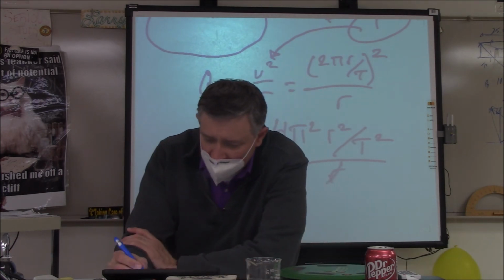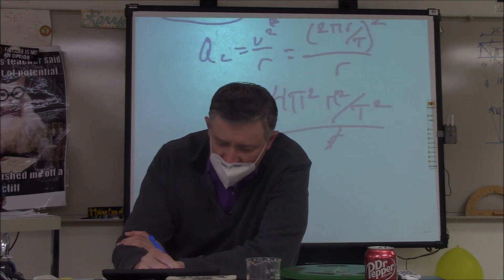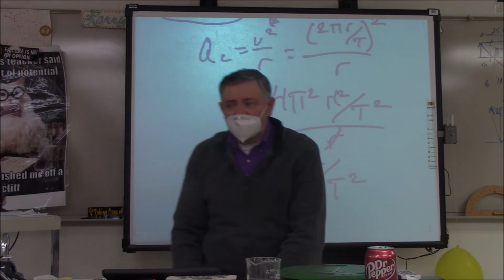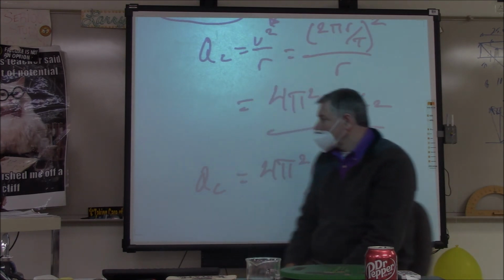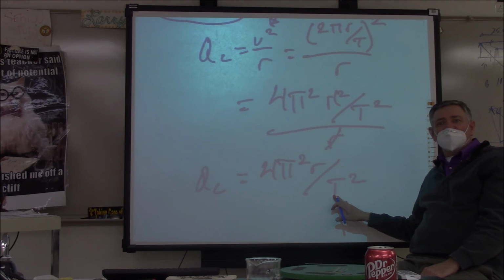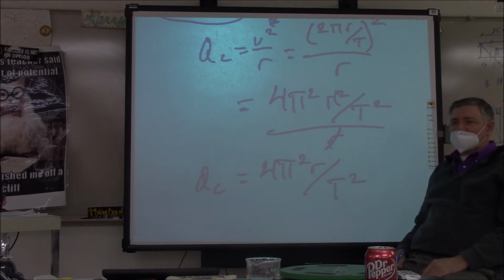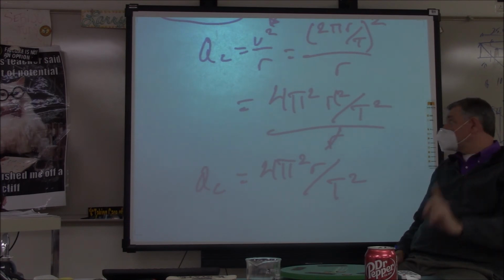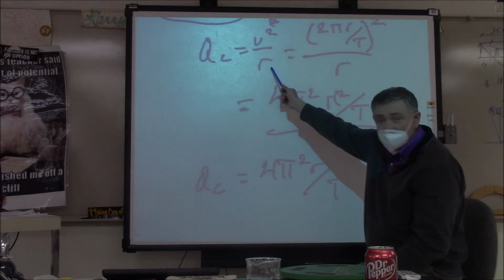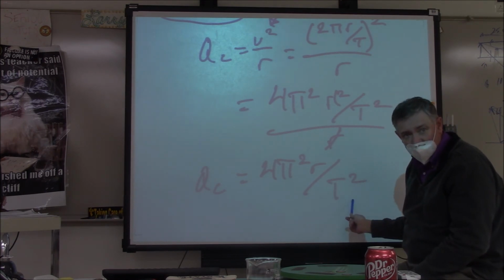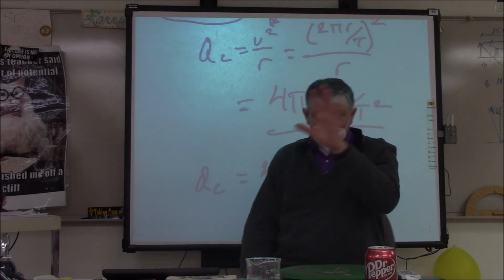Okay? So I get this. So centripetal acceleration also equals 4 pi squared r over t squared. Now, look at the units. I've got meters here divided by seconds squared here. Oh, I get meters per second squared. Okay? So there's two ways that you can do centripetal acceleration: v squared over r, or 4 pi squared r over t squared. Okay? So this is how this plays out.